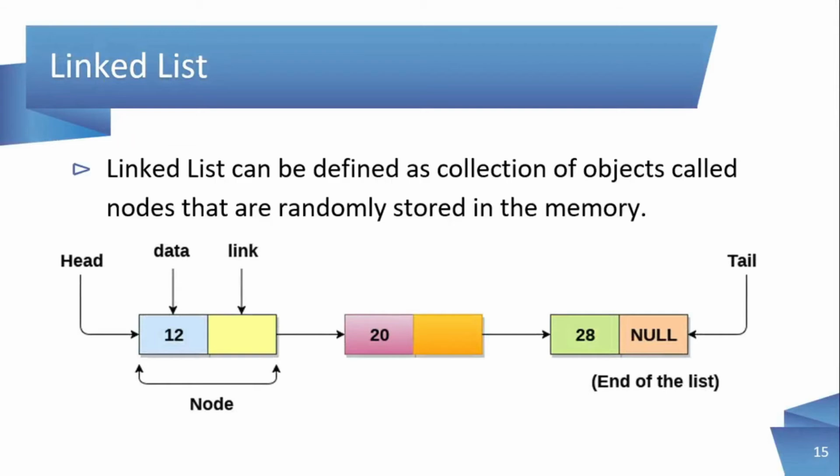Linked list. A linked list can be defined as a collection of objects called nodes that are randomly stored in the memory. A node contains two fields, that is, data stored at that particular address and the pointer which contains the address of the next node in the memory. The last node of the list contains a pointer to null.